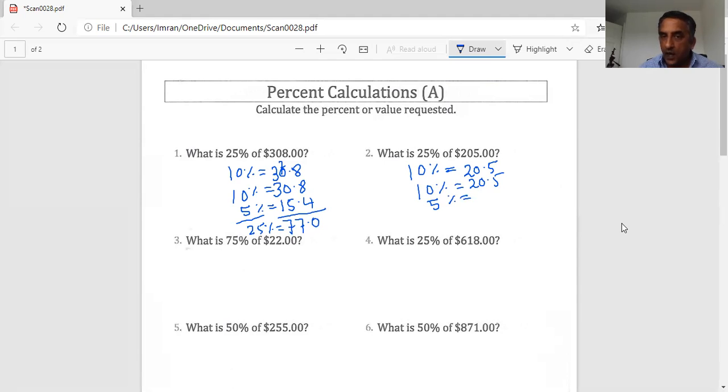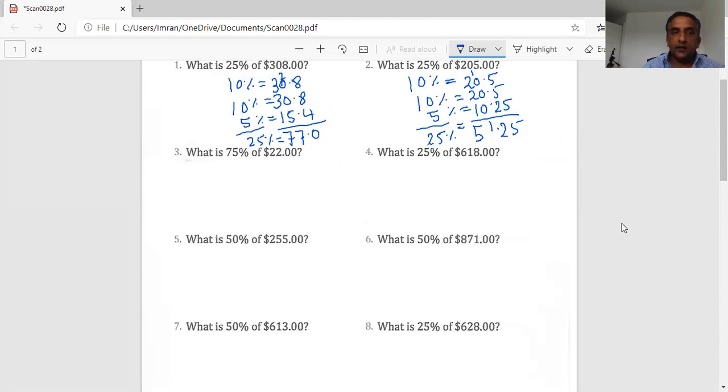5% is half of 20.5, which is 10.25, right? Now we add them. So it's 5 here. 5 plus 5 is 10. 10 plus 2 is 12. So we write 2 and then the decimal and then 1 carry forward here. Then we add this one. 2 plus 2 is 4. 4 plus 1 is 5. So 51.25. And then we add this side. So 10 plus 10 is 20. 20 plus 5 is 25. So 25% is 51.25.